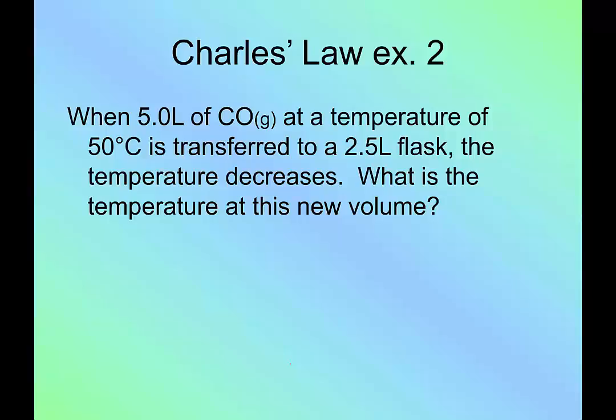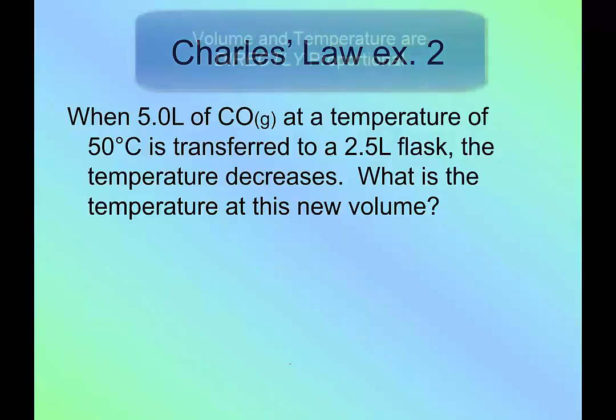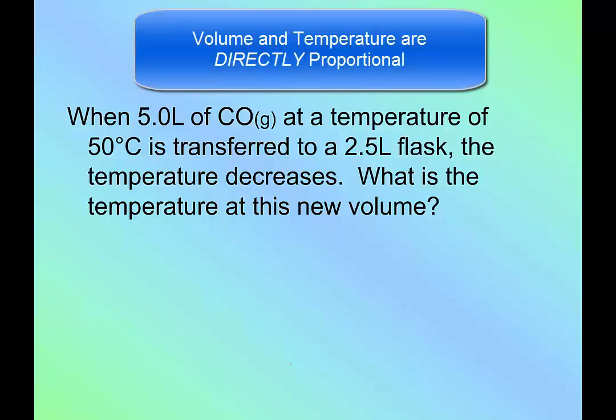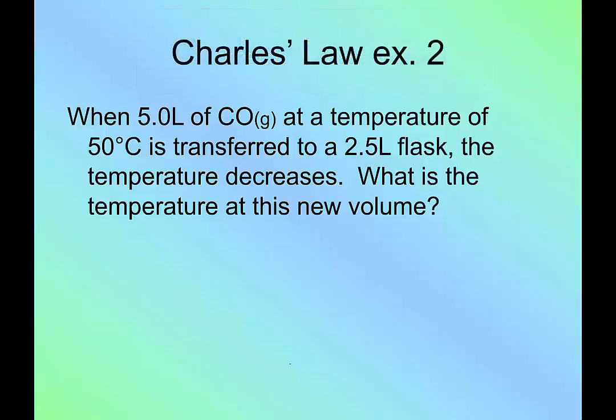Okay, so in this second example involving Charles' law, again, this is the relationship between volume and temperature. It's very straightforward. Remember that volume and temperature are directly proportional, so that means that if one goes up, the other goes up. So let's take a look at this problem. When 5 liters of carbon monoxide gas at a temperature of 50 degrees Celsius is transferred to a 2.5 liter flask, the temperature decreases. What is the temperature at this new volume?